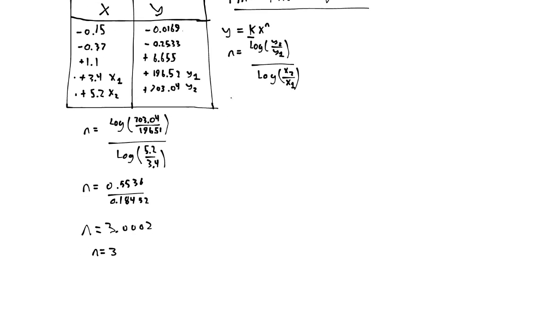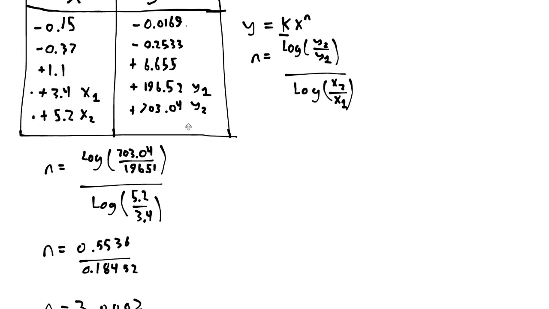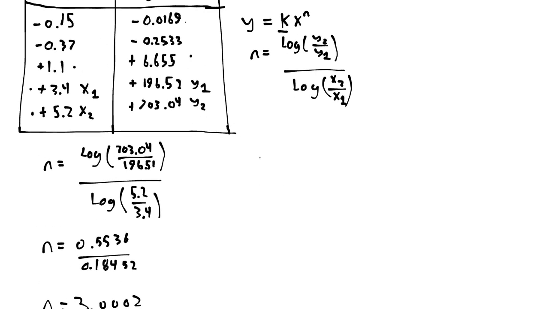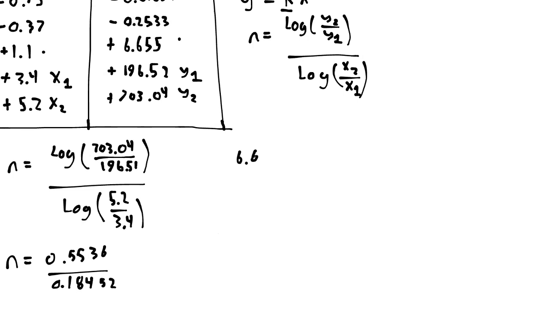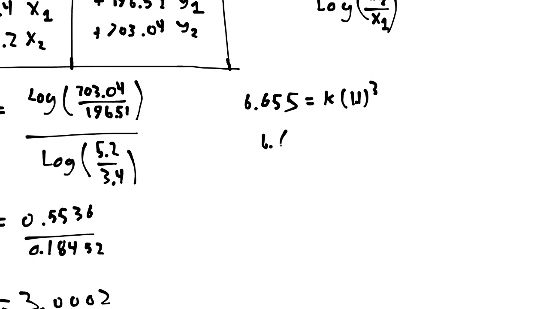And then we also have the k value we need to find. So you're going to fill in n. You're going to just pick one of these numbers here. I'm going to do this one and this one. So 6.655 equals k times 1.1 to the power of 3. And then you just divide this and this, right? So 6.655 divided by 1.1 cubed. Let's see what this equals. Yeah, and you get 5.